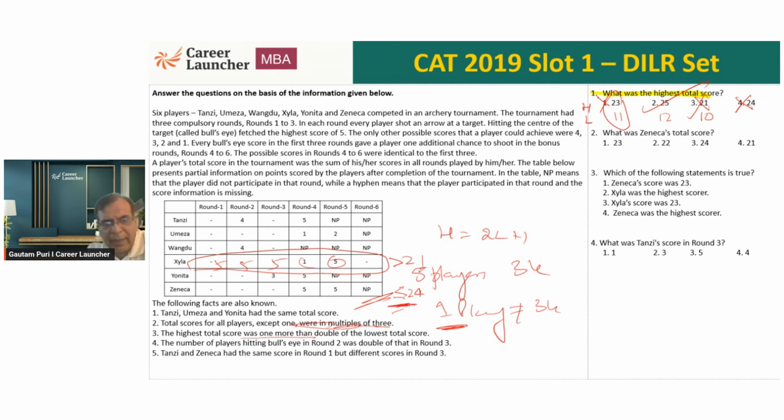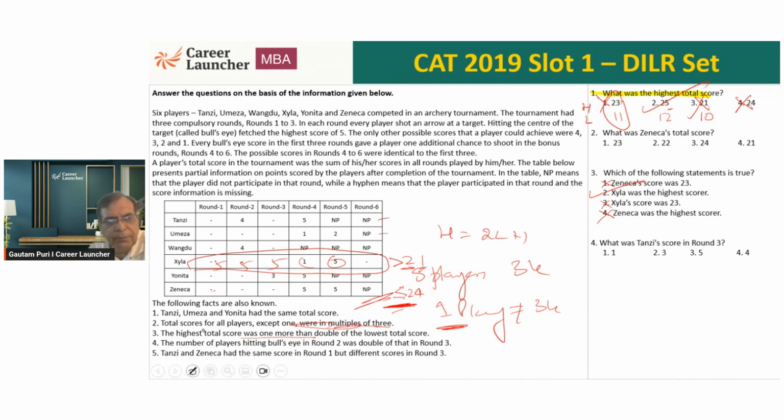Zeneca, not Zeneca. Zeneca is less than equal to 24. Zeneca cannot be the highest scorer. Zeneca cannot be 23 because the only non-multiple of 3 is the highest scorer, 25. Zyla cannot be 23 because the only person who can be higher than Zeneca is Zyla, so Zyla has to be the highest scorer. Or you can say this can be 25 and this cannot be less than equal to 24. None of them will be.